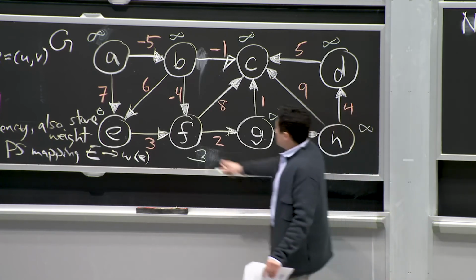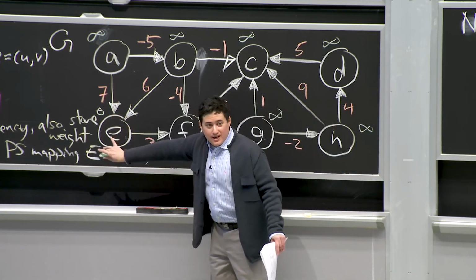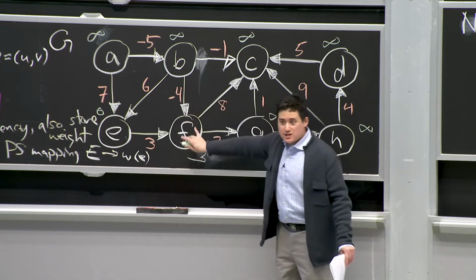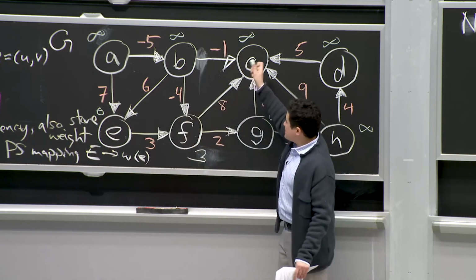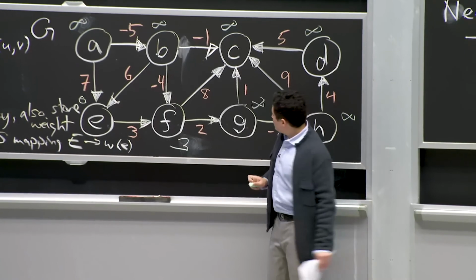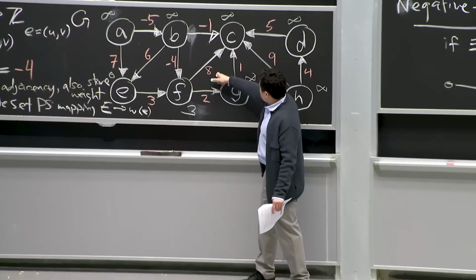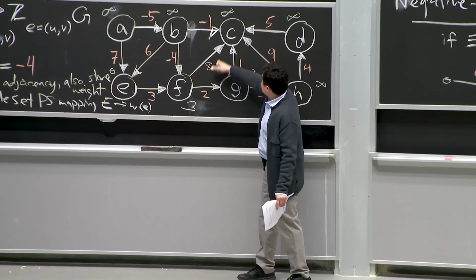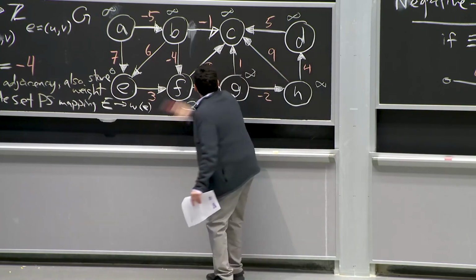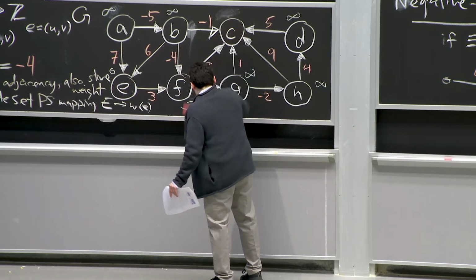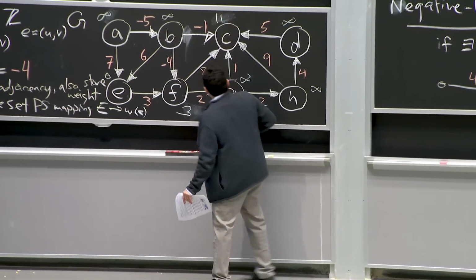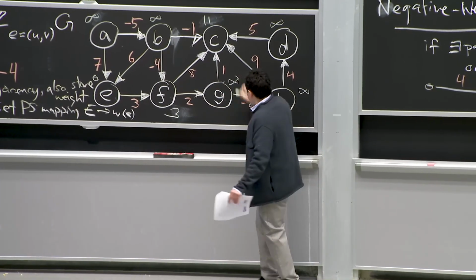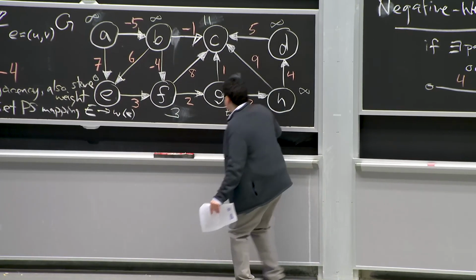Okay, now I'm moving on. I'm done with this guy. I move to the next vertex in my topological order. And again, I relax the edges out of F. Here, 3 plus 8 is better than infinite, so we'll say that that's 11. And 3 plus 2 is better than infinite, so that's 5.